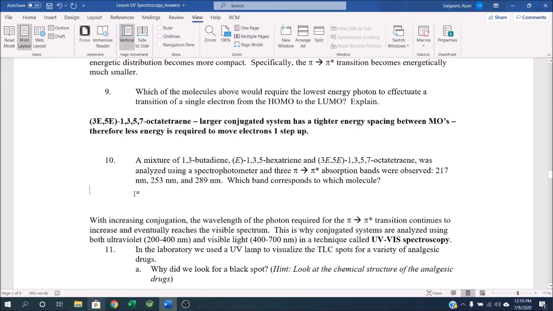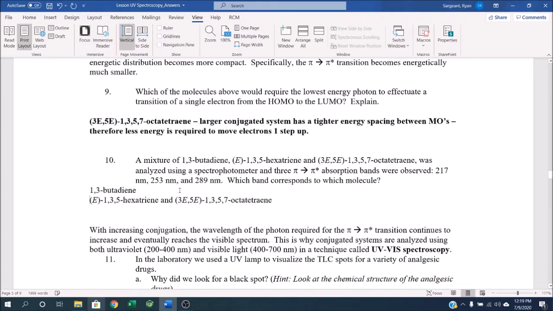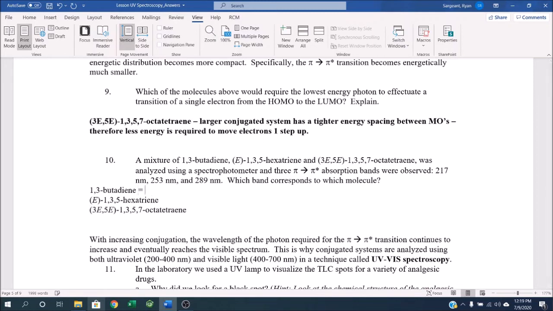If less energy is required, that corresponds to a longer wavelength. And so I'm just going to copy these words right here, and we'll paste them right there. So of the three compounds that we have right now, this 1,3-butadiene is going to have the largest energy gap and therefore the smallest wavelength. The largest conjugated system will have the smallest energy gap and therefore the longest wavelength. And the middle child just gets whatever's left over. Okay.